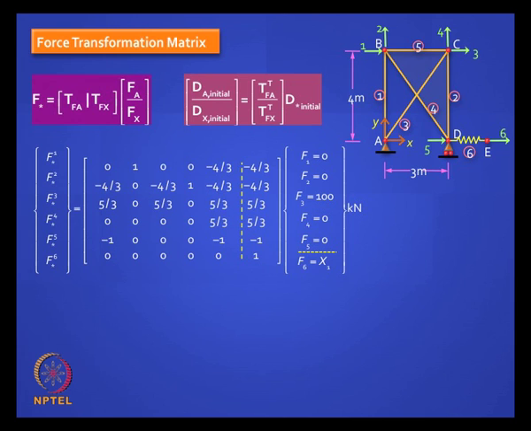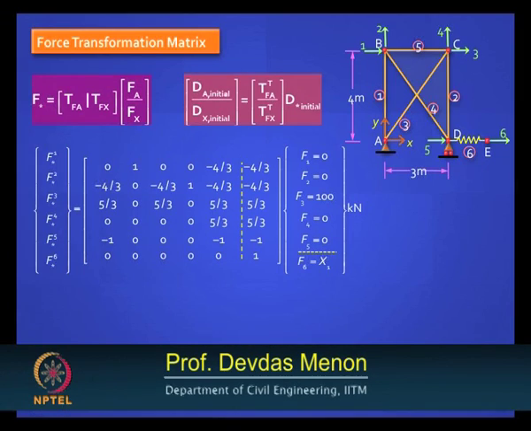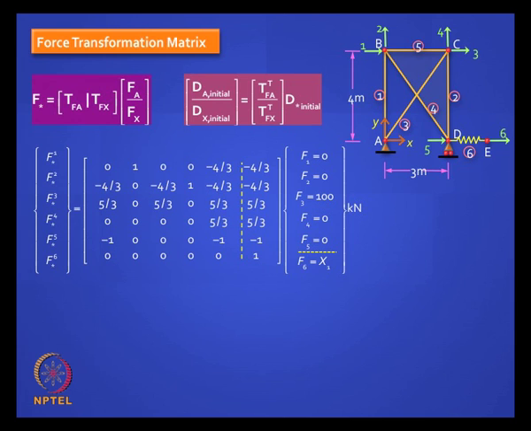And in my force vector, I add this unknown X1 as my sixth element. Any doubt? Ask. Okay, take this structure. If I apply F1 equal to 1, will these bar forces change here? Will I get any force in that spring? The spring is free here, by the way.